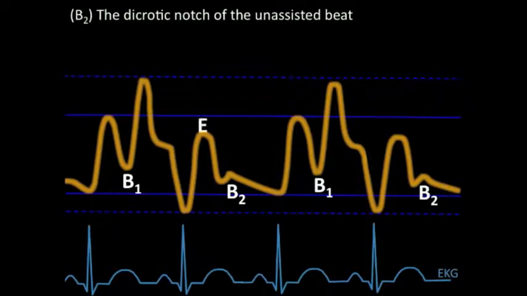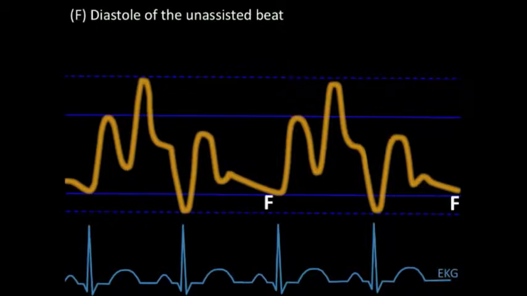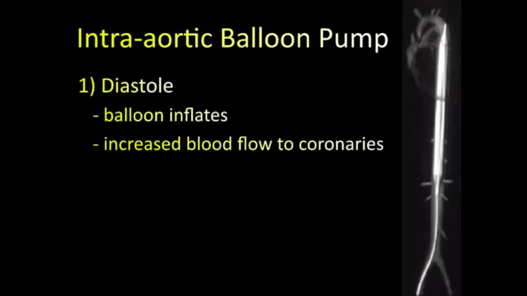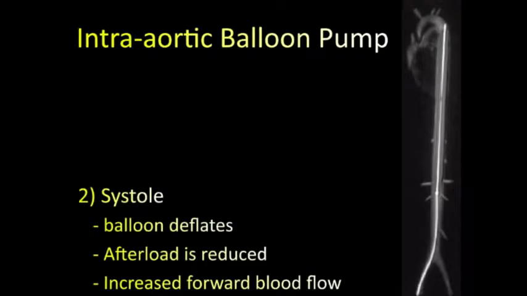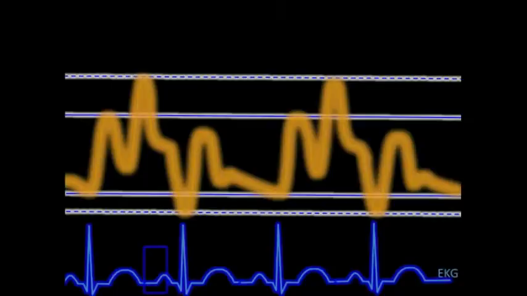And last, we have diastole occurring with the unassisted beat. And here we have a higher aortic pressure with the unassisted than we did with the assisted beat. So again, in diastole, the balloon inflates, and that causes increased retrograde blood flow with a subsequent increase in blood flow to the coronary arteries. And in systole, the balloon deflates, and the result of this is decreased afterload. Two very important things to know. So a few very important things to remember.